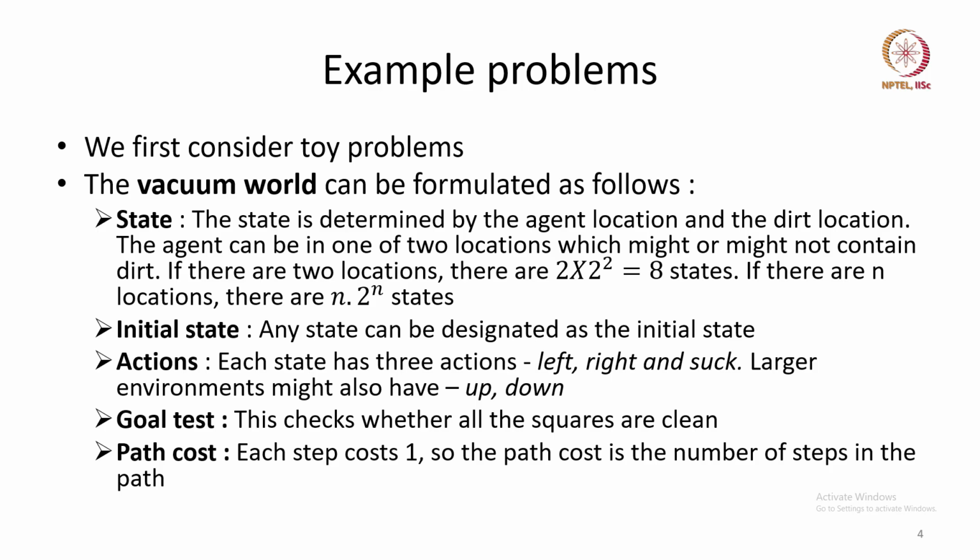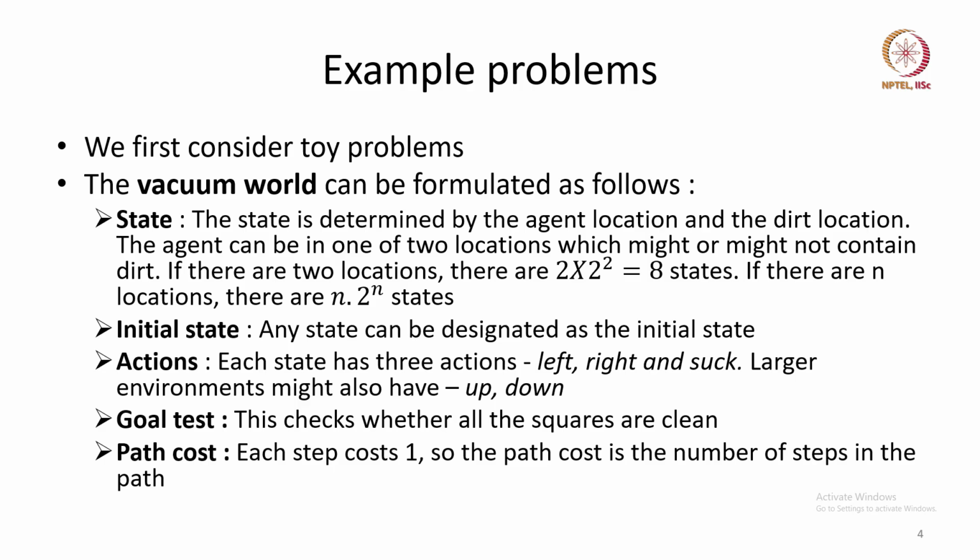We have already seen this a little earlier where we spoke about the vacuum cleaner. There are two rooms, and you have the vacuum cleaner located, say, in room A, and room A could be either clean or it could have dirt, and you have room B which can also be clean or have dirt. So these are the variations that we have.